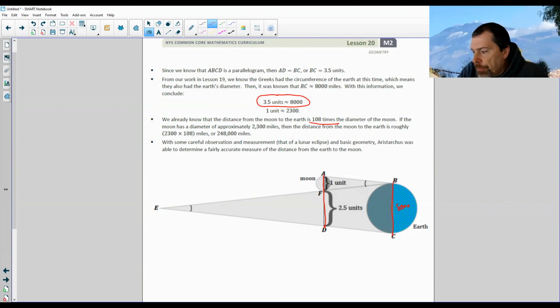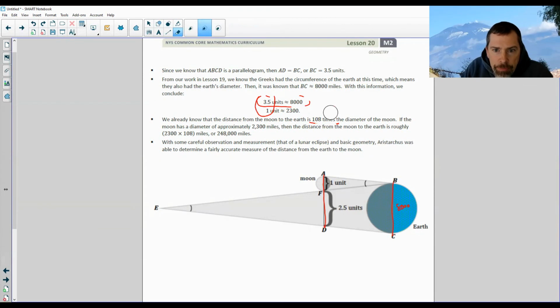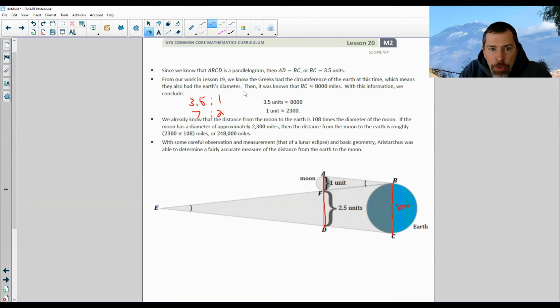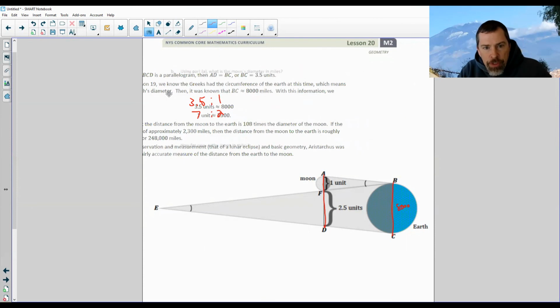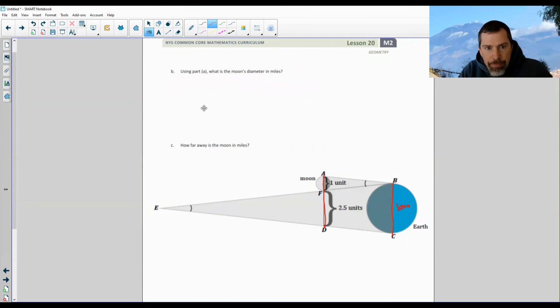Okay, so we don't like using decimals. Let me erase this. We don't like to use decimals in proportional setups. We don't like to say 3.5 is to 1. So we would double that to get 7 is to 2. Okay, so that's where I'm going to get this next value. So we're comparing it. It's 2 to 7.